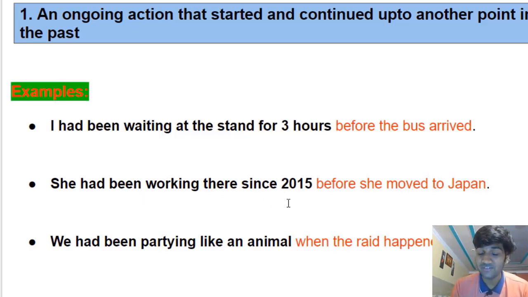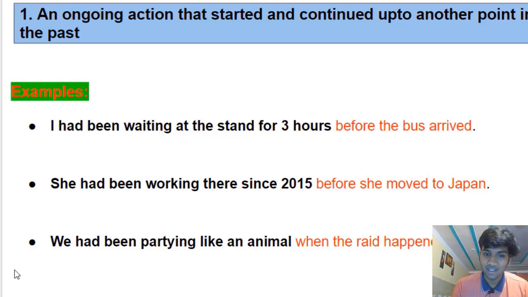She had been working there since 2015. This action had been happening and the starting point of this action is 2015. We use since to talk about the starting point of an action. She had been working there since 2015 before she moved to Japan, right? This is the point before which the action stopped, right?